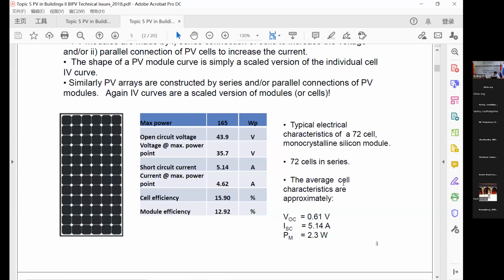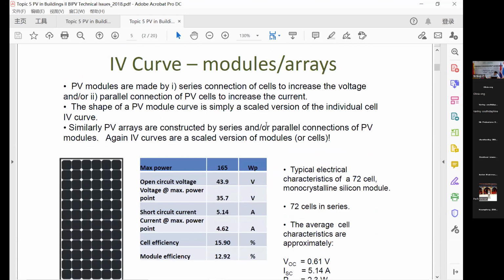The average cell characteristics are approximately, for just one solar cell, the VOC is 0.61 volts, the short circuit current is 5.14 amp, and the maximum power point current is 2.3 amp. So if the maximum power point current is 2.3 amp and times 72, it is around 144, something like that, and this is even lower than the maximum power point at the peak.